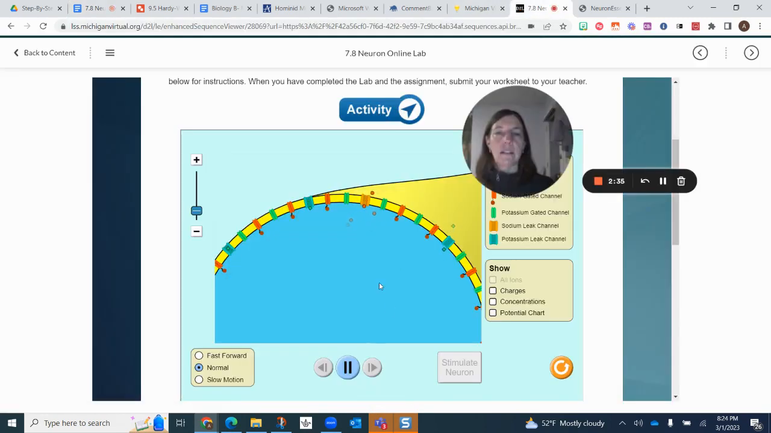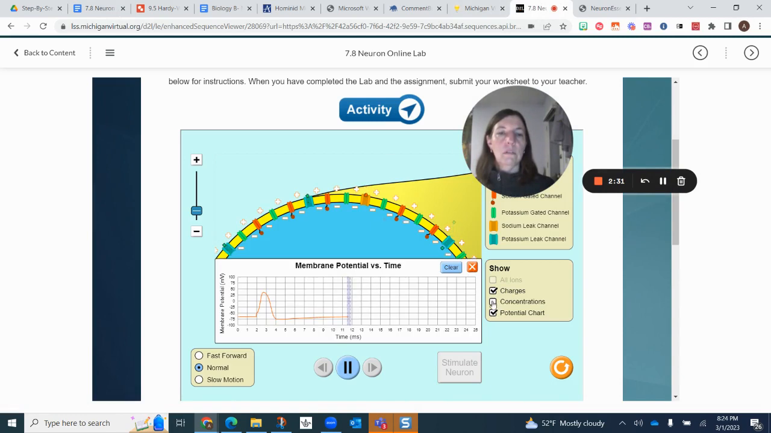So let's do that. All right. We're going to hit clear. We're going to stimulate our neuron. Okay, and then we're going to wait till it goes all the way down, and we're going to see what happens. And eventually it starts to come back up again, and the whole thing can be repeated once it gets reset, and then this button turns orange again.